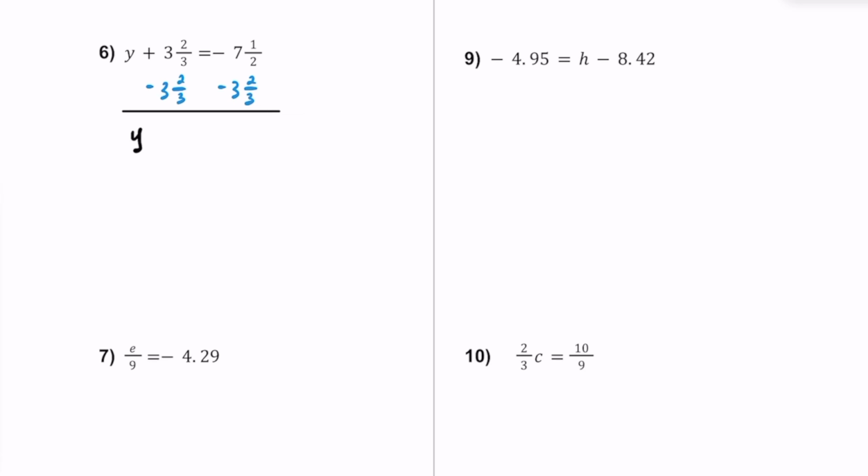If we do that, then we're going to be left with y plus 0 on the left side, just because these are additive inverses of each other. They get 0 if you add them together, right?